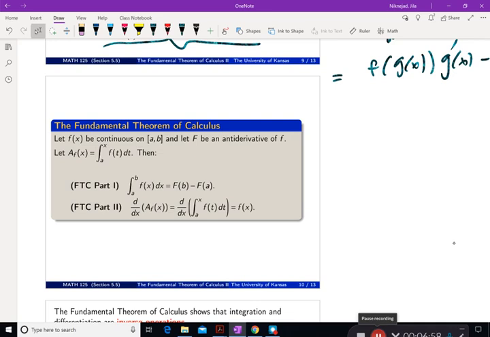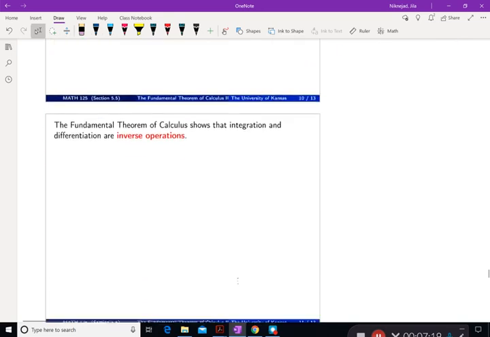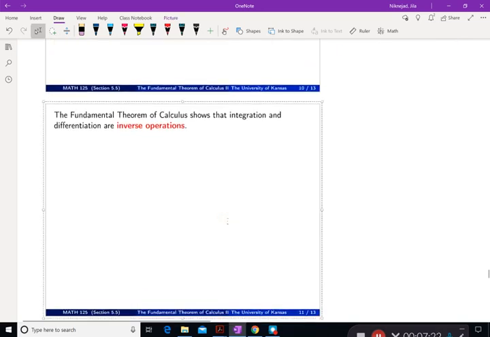Part 2 tells us that the derivative of the area function is going to be basically f of x itself. And so the two of them together give us the luxury of solving a lot of area problems, basically. Now, all these stories that we're telling you, it looks like we have a lot of inverse operation going on. How does the inverse operation work?